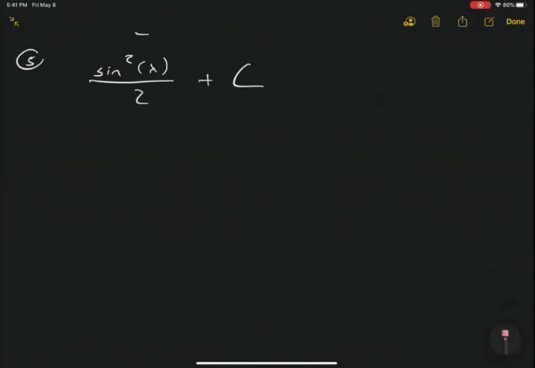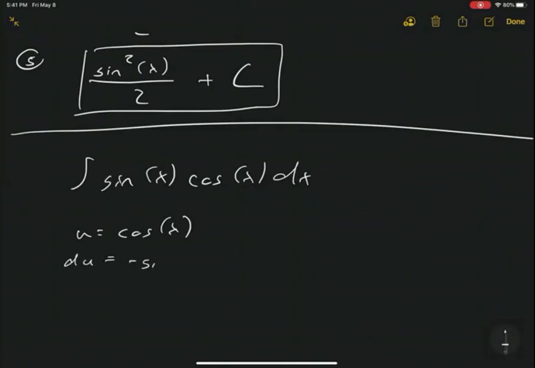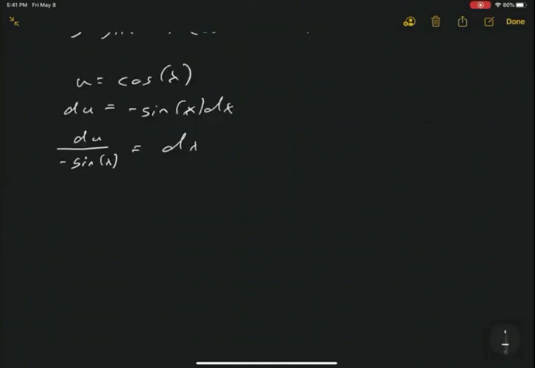So when we did u equals sine of x, we got this answer. Let's go back to our original problem and try that same problem with u equals cosine of x. This is just something interesting. Then du would be equal to negative sine of x dx, and du over negative sine of x equals dx. All right, so this is step 1.